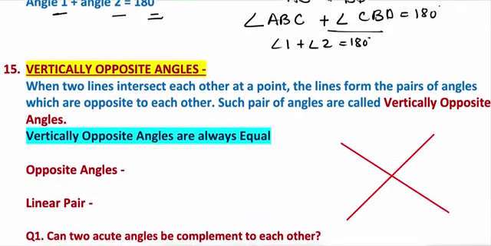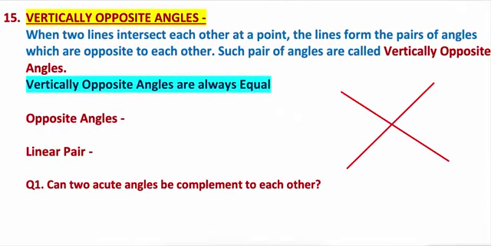Now let's see vertically opposite angles. When two lines intersect each other at a point, suppose this is line AB and this is line CD. These two lines intersect at a point P. Then the lines form pairs of angles which are opposite to each other. Such pairs of angles are called vertically opposite angles. So when lines AB and CD intersect at point P, opposite angles are formed.